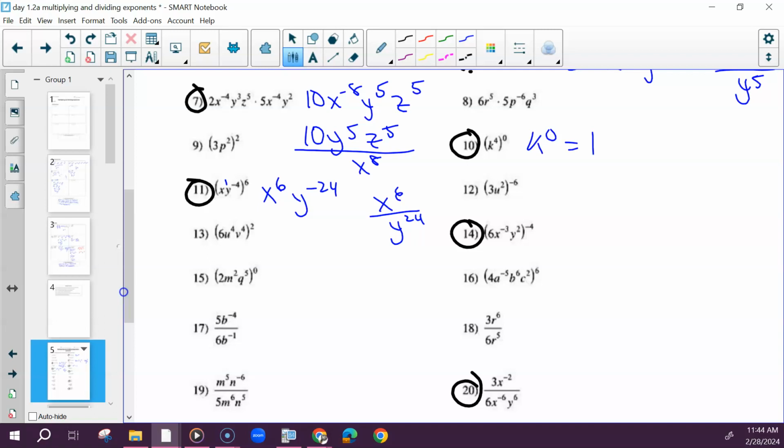Okay. 14, same thing. Apply the negative exponent to everything, or you could take the whole thing and flip it, make it 1 over all of that to the 4th, up to you. So if I just applied it as is, we have 6 to the negative 4th, x to the positive 12th, y to the negative 8th. So 2 of these things are going to move down, x is going to stay in the numerator.